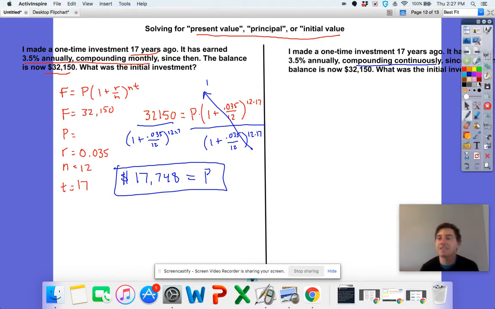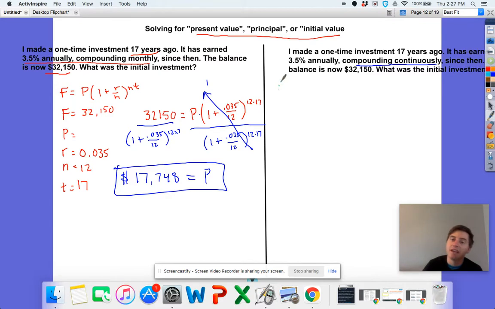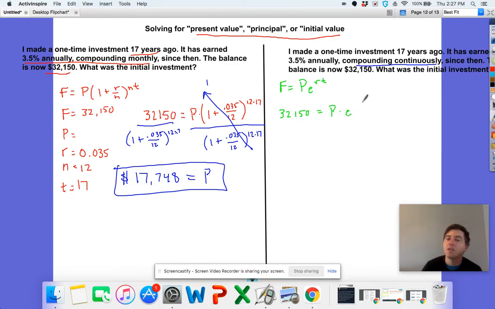Something very similar happens when it says compounding continuously. So again, just like the last example, I'm using the exact same numbers. So we're going to look at these numbers still, except this is compounding continuously. So we're looking at P times E to the RT. All right, so when we plug these in, we're talking 32,150 equals P times E to the RT. So R is 0.035 times T, which is 17.